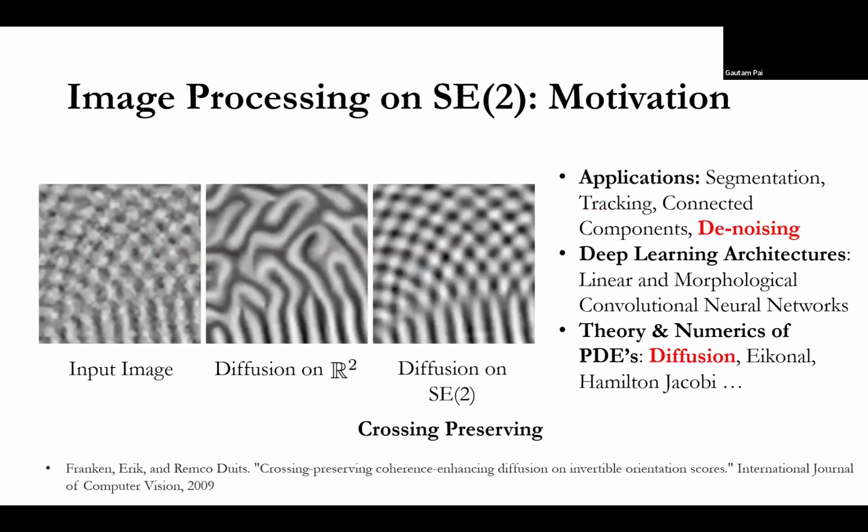Another example is diffusion, and one may want to do what is called crossing preserving diffusion. Your image contains a lot of structures which have crossings and bifurcations, and you want to apply some sort of denoising or diffusion. The desire is to preserve these crossings and bifurcations. Again, you could do this generally in R2, but you could also do it very conveniently by lifting it into the space of positions and orientations and then projecting it back.